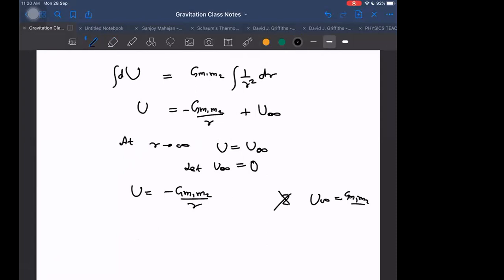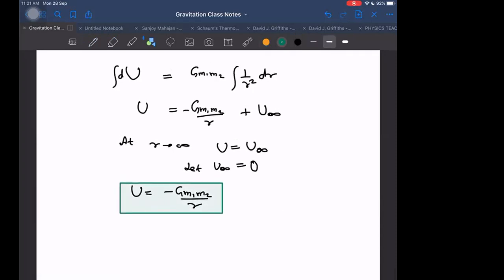For example, what value may he have taken? He may have taken G m1 m2 by r plus 2. Then that will cancel this and the extra 2 will remain, so the potential energy will come out to be 2. That is also possible. So it depends on what I want to take as the reference potential energy. Depending upon that, I can get U as positive also. But normally, under normal circumstances, U comes out to be negative for an attractive force, right?